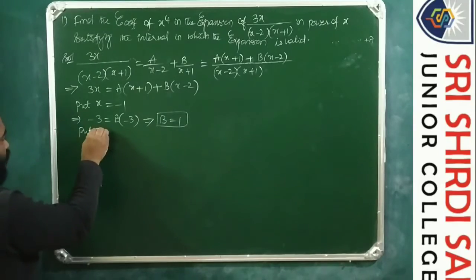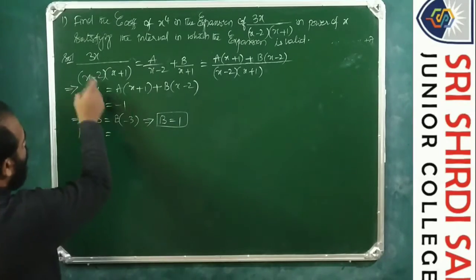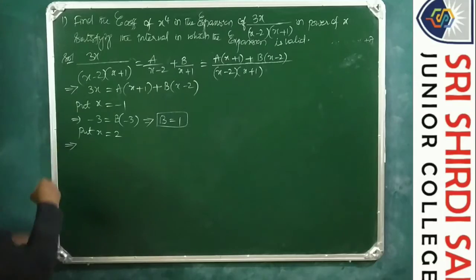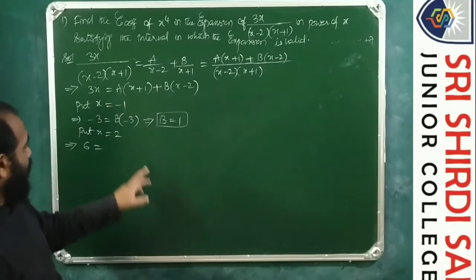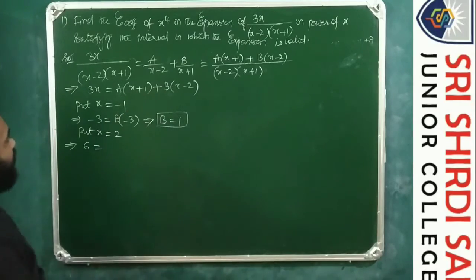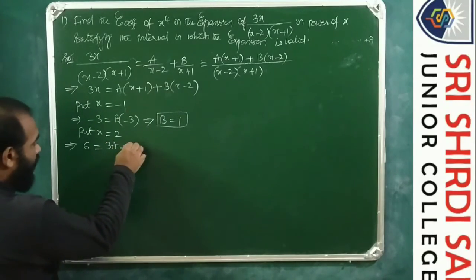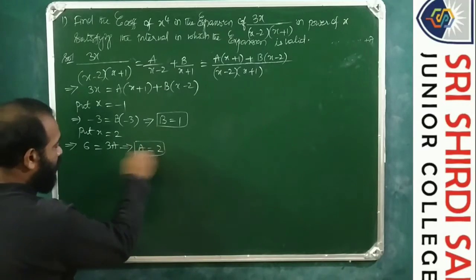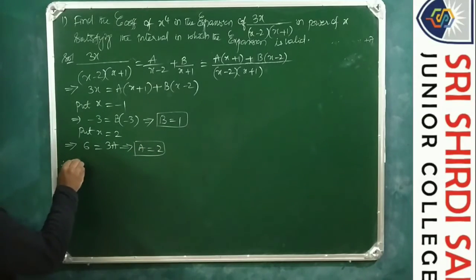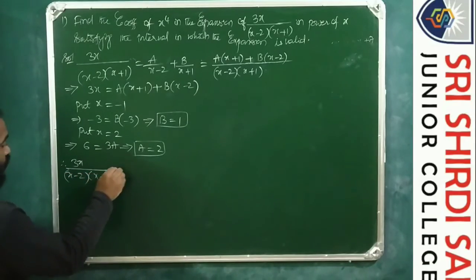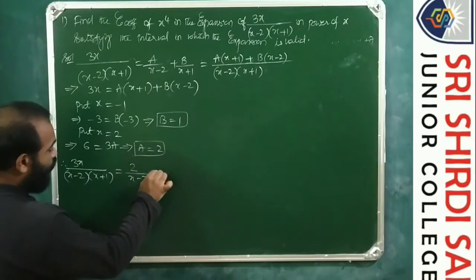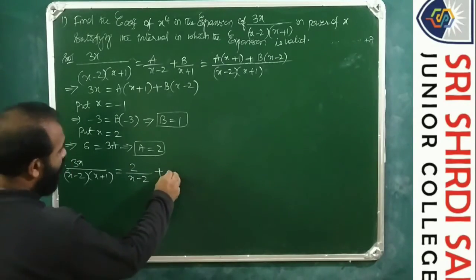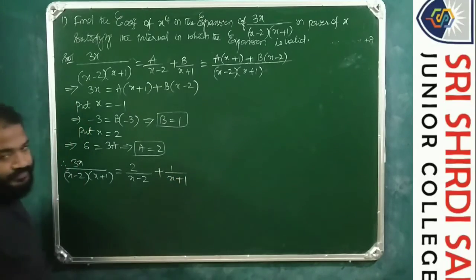Likewise put x is equals to 2. If we substitute, then 3 2s are 6 is equals to a into 2 plus 1 is 3, 3a. So a is equals to 2. Therefore 3x by x minus 2 into x plus 1 is equals to, the value of a is 2 by x minus 2 plus the value of b is 1 by x plus 1.